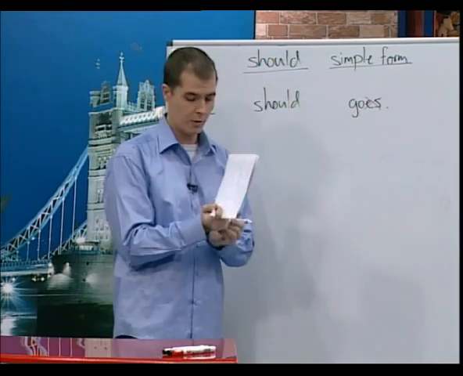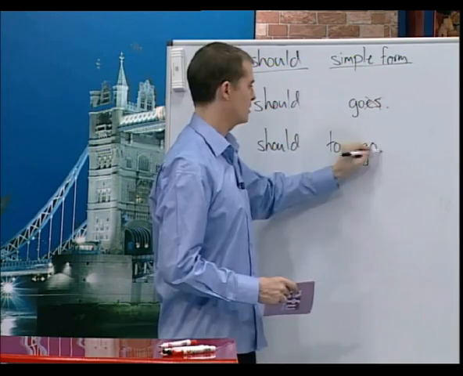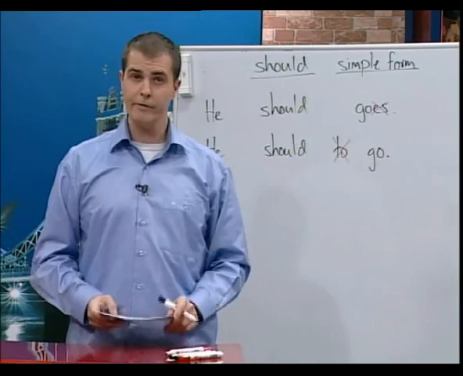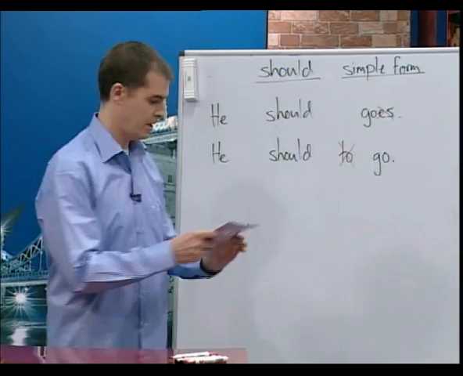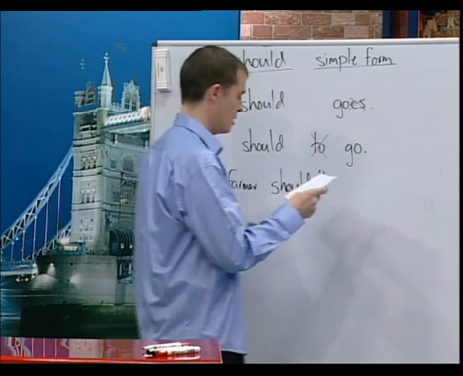Let's do another one. Infinitives also are incorrect. He should to go. It's wrong because to go is not the simple form. He should go. It's easy. The negative of should is should not or shouldn't. So the farmer shouldn't plant, simple form, his crops.